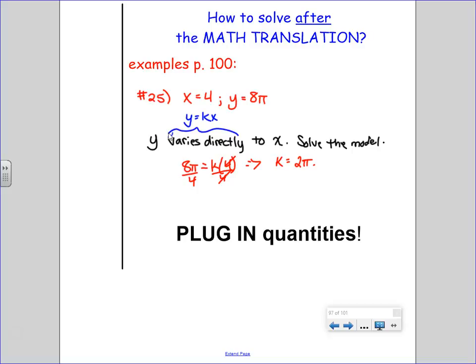No, you're not. Question: when it said solve the model, did it mean just find k? No, it said find k and then write the finished model for the equation, right?